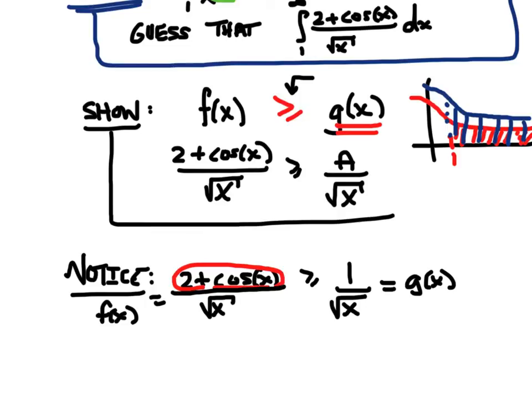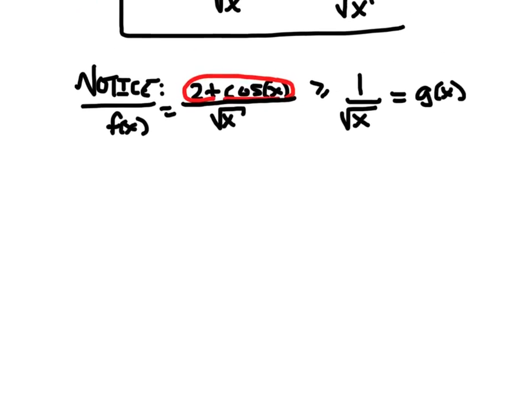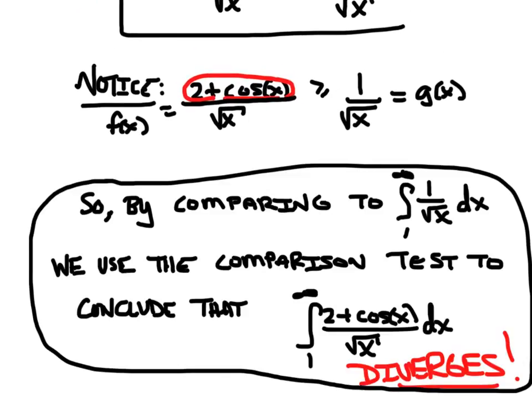So what's the conclusion? Here's the conclusion finally at the end here. We say that by comparing to the integral from 1 to infinity of 1 over square root of x, there's your g of x, we use the comparison test, which is our famous result, to conclude that this integral, which is your f of x, that's the one we're actually trying to find, will diverge.